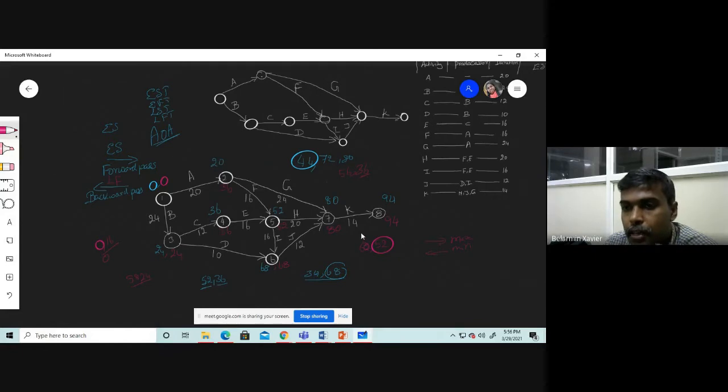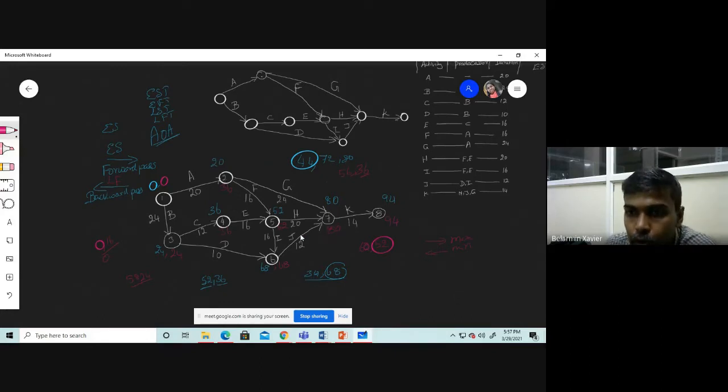Okay, so after completing this activity, we need to calculate backward. This is latest finishing time. How late can my activity be finished without getting delay with respect to the total duration, that is 94. So 94 minus 14, you will get 80. It means how late you can start the activity K. How late you can start the activity K is 80. Okay, but when we consider J, H and G, 80 is the latest finishing time. But for K, this is the latest starting time.